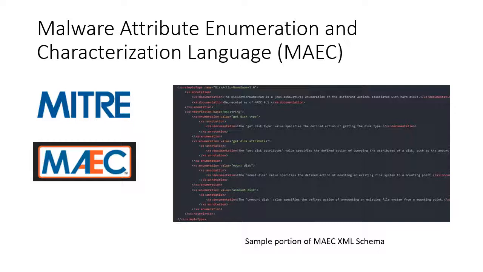Early on in my research, I came across the Malware Attribute Enumeration and Characterization language, or MAEC for short. I should note that MAEC is not an ontology. It's really a set of XML schemas that tries to address the challenge of a lack of standardization by providing a controlled vocabulary for describing malware behavior. So even though MAEC is not an ontology, it does offer a store of terms and definitions that could be incorporated into an ontology.